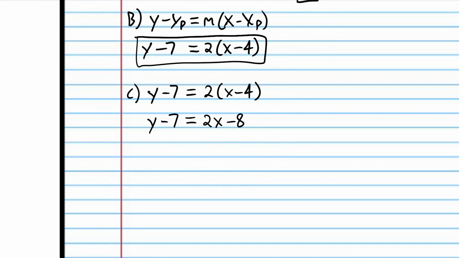Because in slope-intercept form, it's y equals mx plus b. There are no parentheses, so we had to get rid of those parentheses. We also have to isolate y. Y is by itself in that form. So I'm going to add 7 to both sides, and that gets y by itself. So that is slope-intercept form.